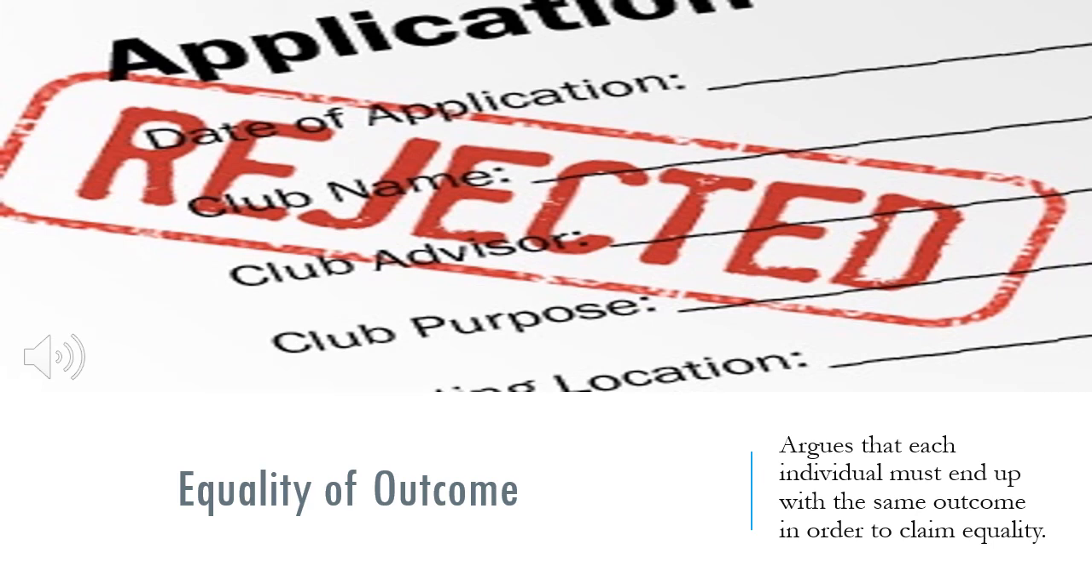So arguing that each individual must end up with the same outcome in order to claim that equality has been reached, right? So this would have a lot more to do with things like the types of living conditions that people are in, despite where they grew up, despite the type of education they had, right? And this could include anything from the quality of air, the quality of water, right? The types of other pollutions that may or may not be an issue depending on where you live.